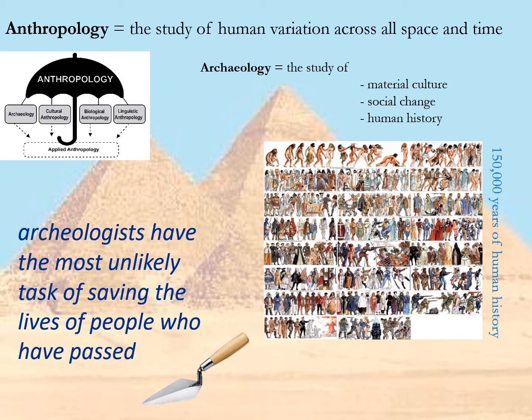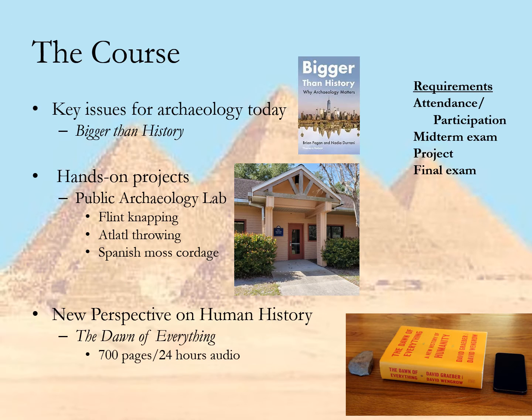And in thinking about human history, archaeology takes a really grandiose view of 150,000 years or more of human history. And its anthropological goal, as the line on the slide shows, is that archaeologists have the most unlikely task of saving the lives of people who have passed. Those material fragments are sometimes all we have for people who lived lives in the past. This course goes through some key issues for archaeology today.